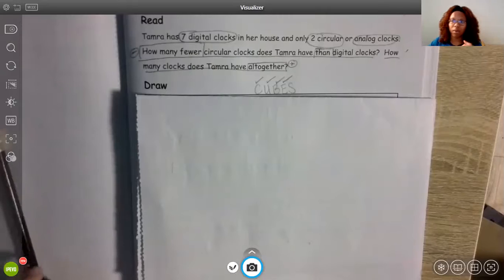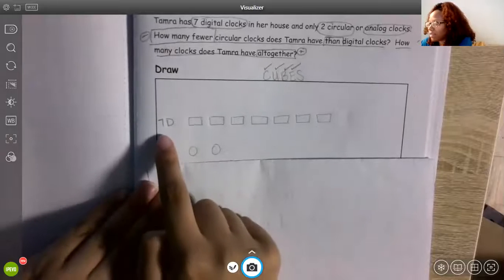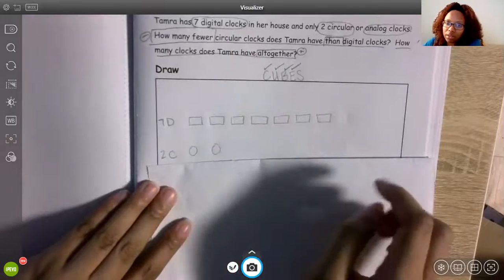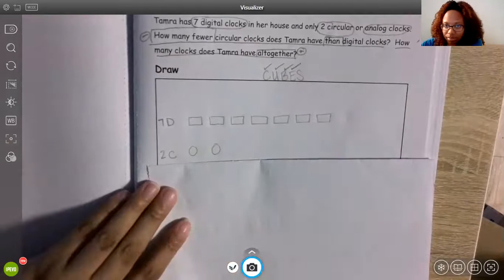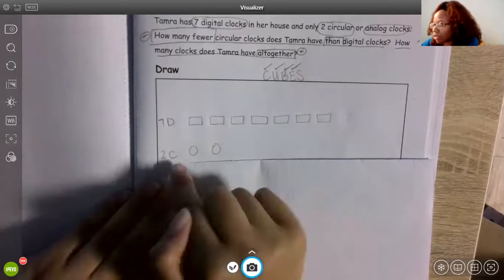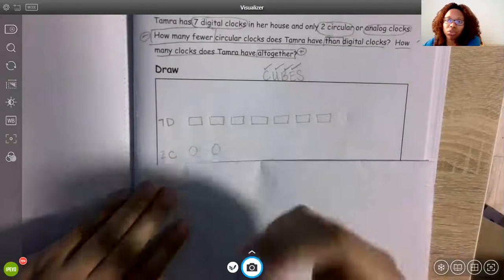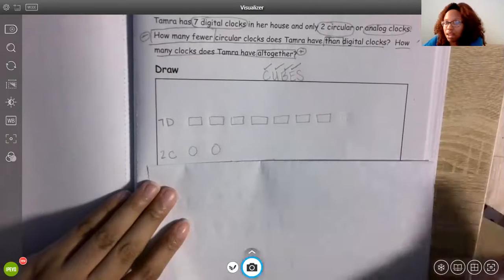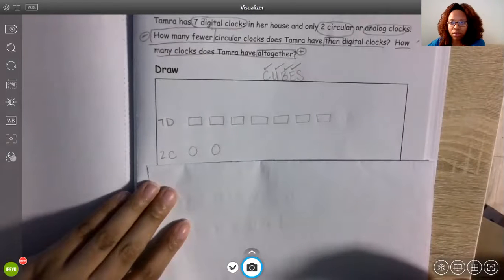So for my picture, I have 7D here because I knew I was supposed to draw 7 digital clocks. Normally I write my number over here, but today I decided to do something a little different. And then I have 2C right here because I know I have 2 circular clocks. If you wrote 2A for analog clocks, that is perfectly fine as well because they are the same thing. Now I need to solve.